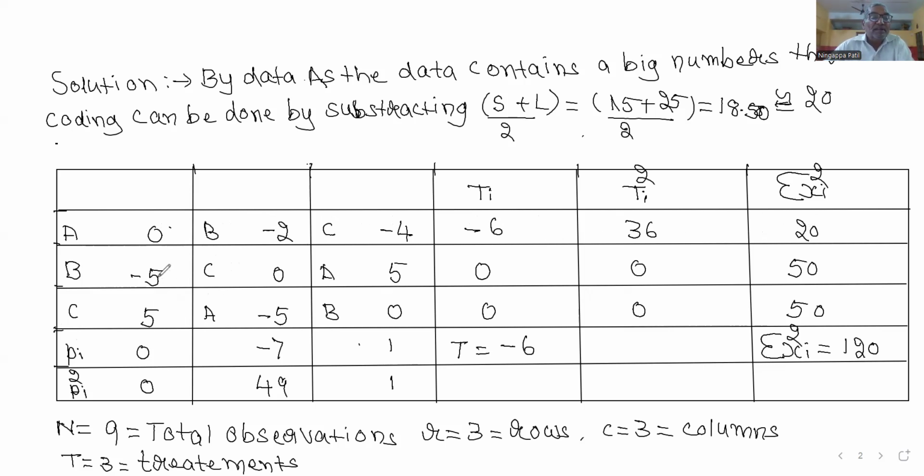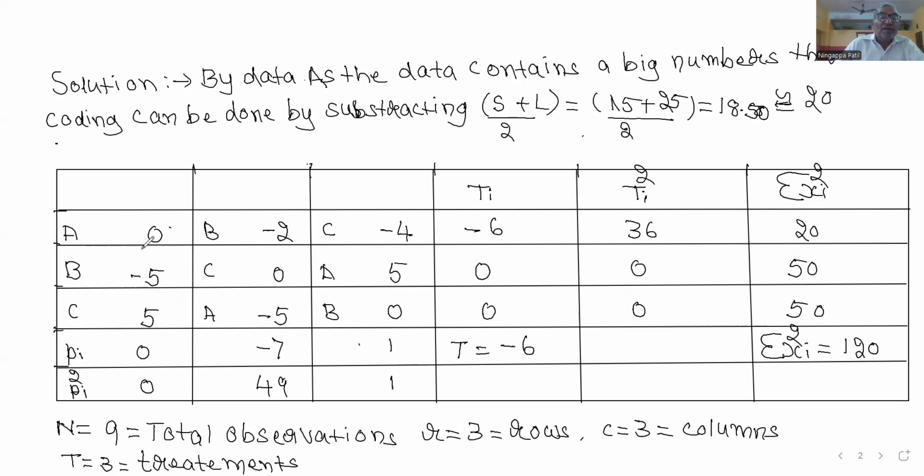Now similarly for the second row B: minus 5 plus 0 plus 5 is 0, and 0 square is 0. Now minus 5 square plus 0 square plus 5 square is 50. And similarly for the third row, 5 minus 5 plus 0 is 0, and 0 square is 0. And 5 square plus minus 5 square plus 0 square is 50.